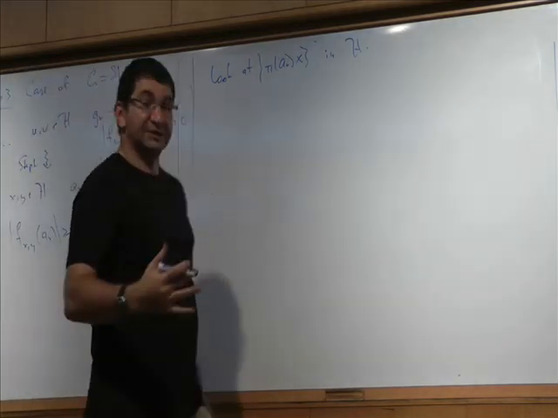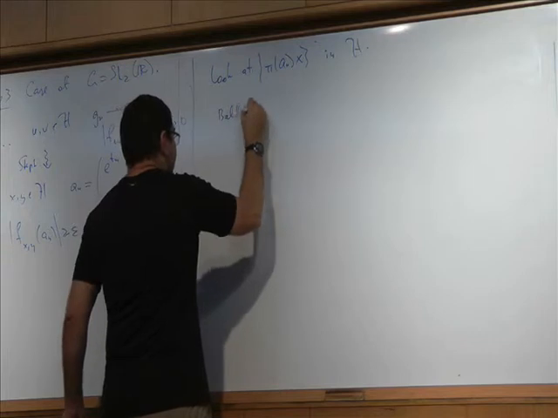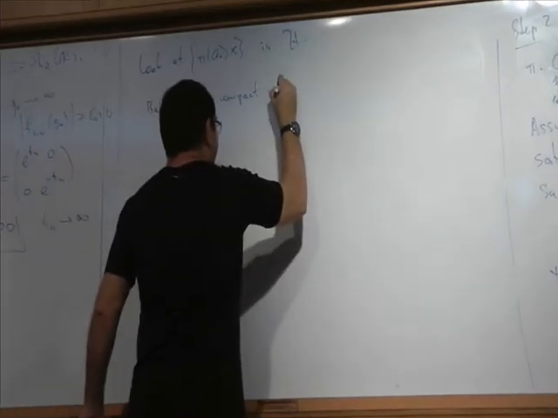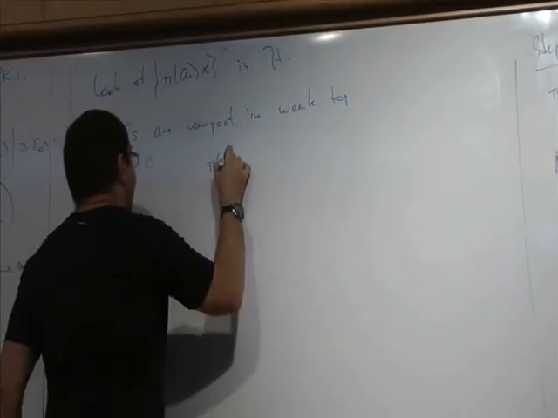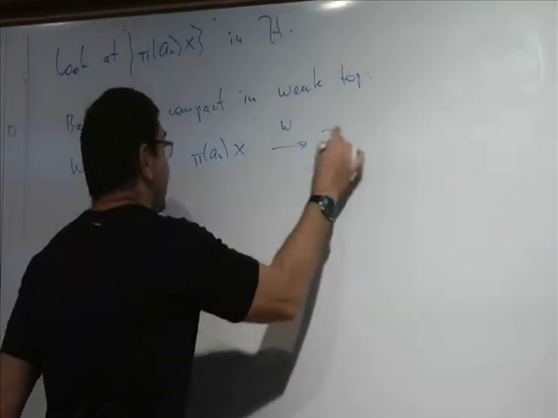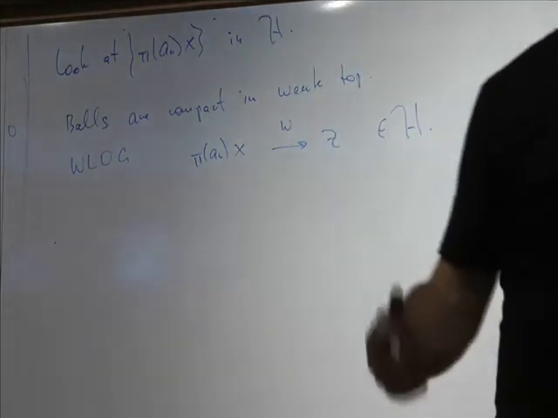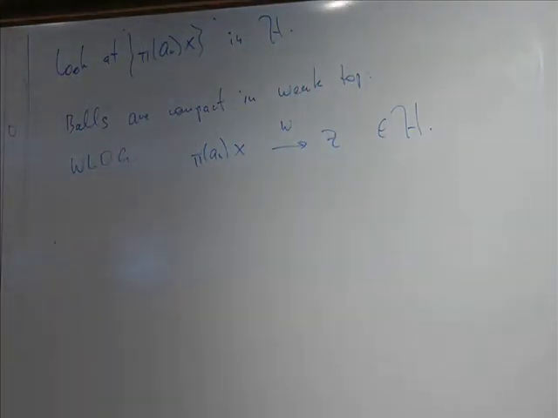Now, bounded balls are compact in the weak topology on the Hilbert space. Closed balls are compact in weak topology. So, without loss of generality passing to a subsequence, I may assume that pi An x converges weakly to some z in the Hilbert space. Okay, this is very cheap. Compactness is cheap. But usually, if you take vectors in the Hilbert space, they converge weakly to the 0 vector. They just keep changing direction, and that way they converge.